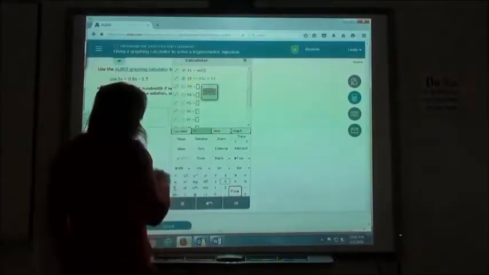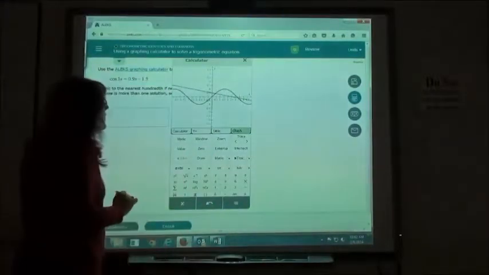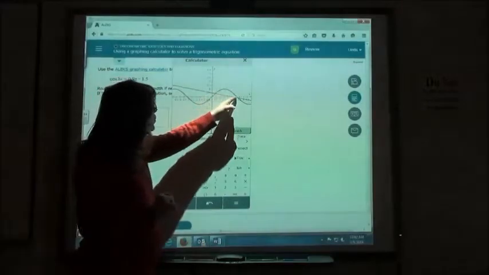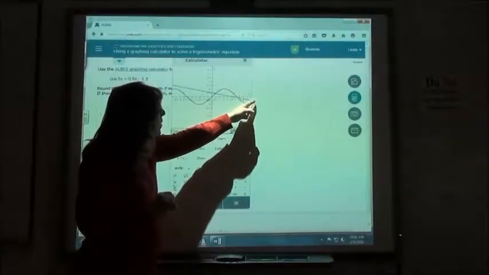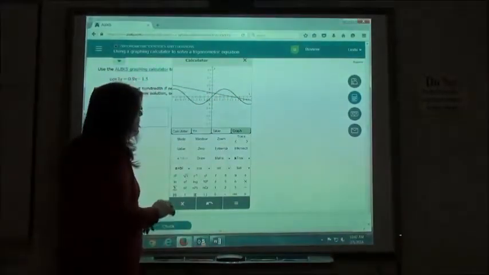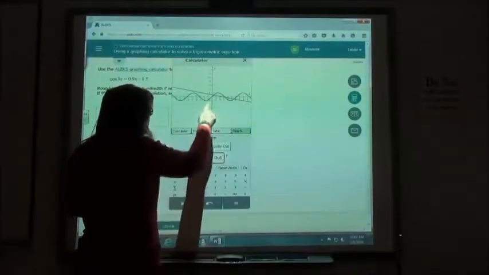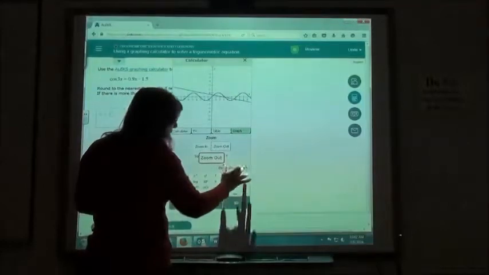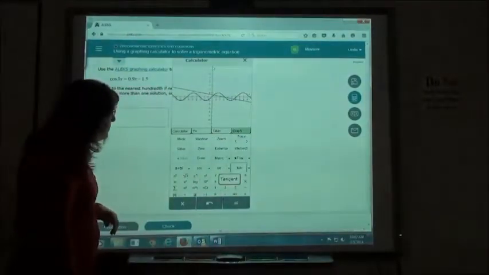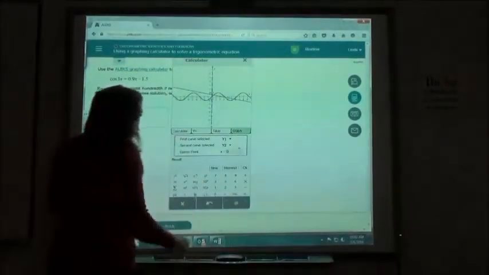So we got our two equations in there. We hit graph. This one I can only see two of my intersections. Normally you'll have three. There's one there, so now I've got to zoom my screen back out. So I'm going to hit zoom, zoom out. Now I can see all three of my intersections. So I'll hit OK. Hit the word intersect.